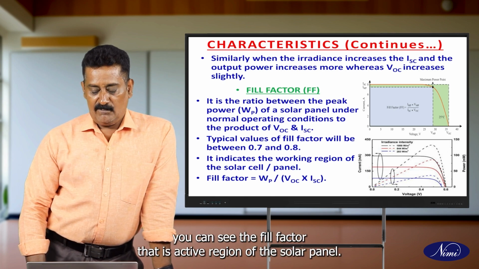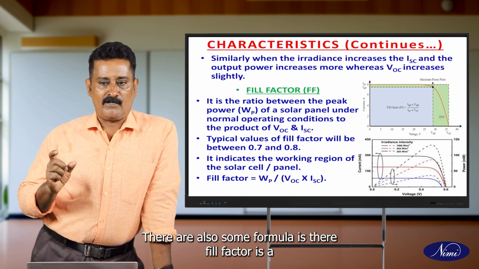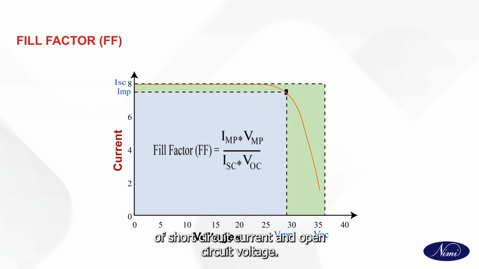In the figure, you can see the fill factor, that is the active region of the solar panel. There is also another formula: fill factor is IMP multiplied by VMP divided by the multiplication of short circuit current and open circuit voltage.